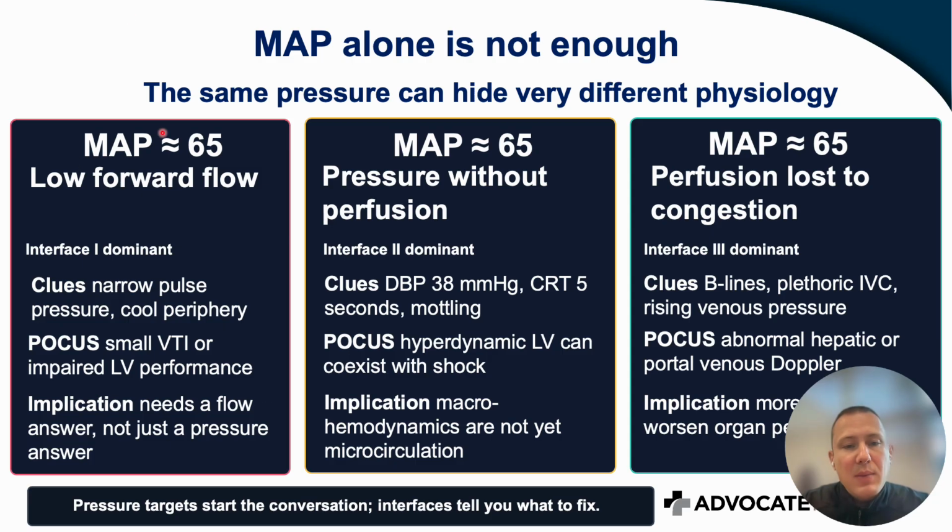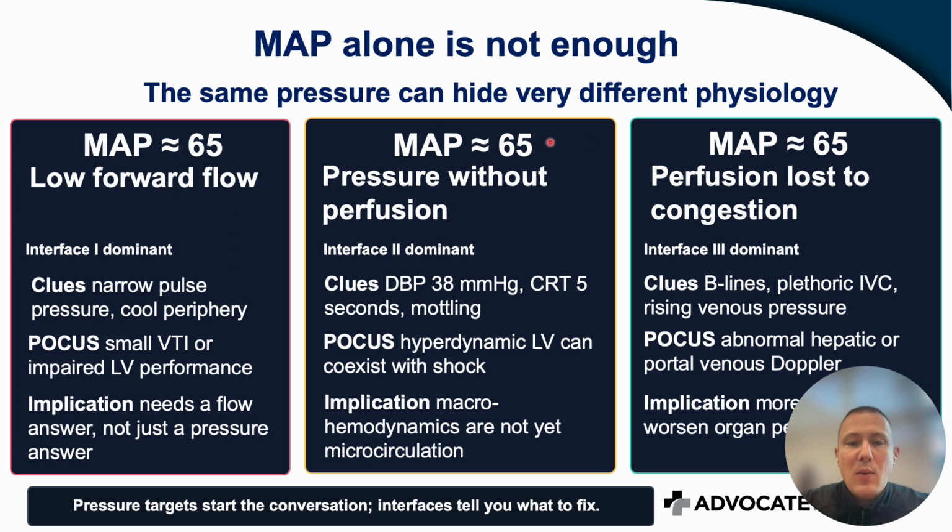Mean arterial pressure could be 65, but if we have a low forward flow, then clues to that would be narrow pulse pressure or cool periphery. There will be reduction in LV stroke volume, and the patient may not have good perfusion. So clinically, they would look cold, and they might have lactic acid elevation in the blood.